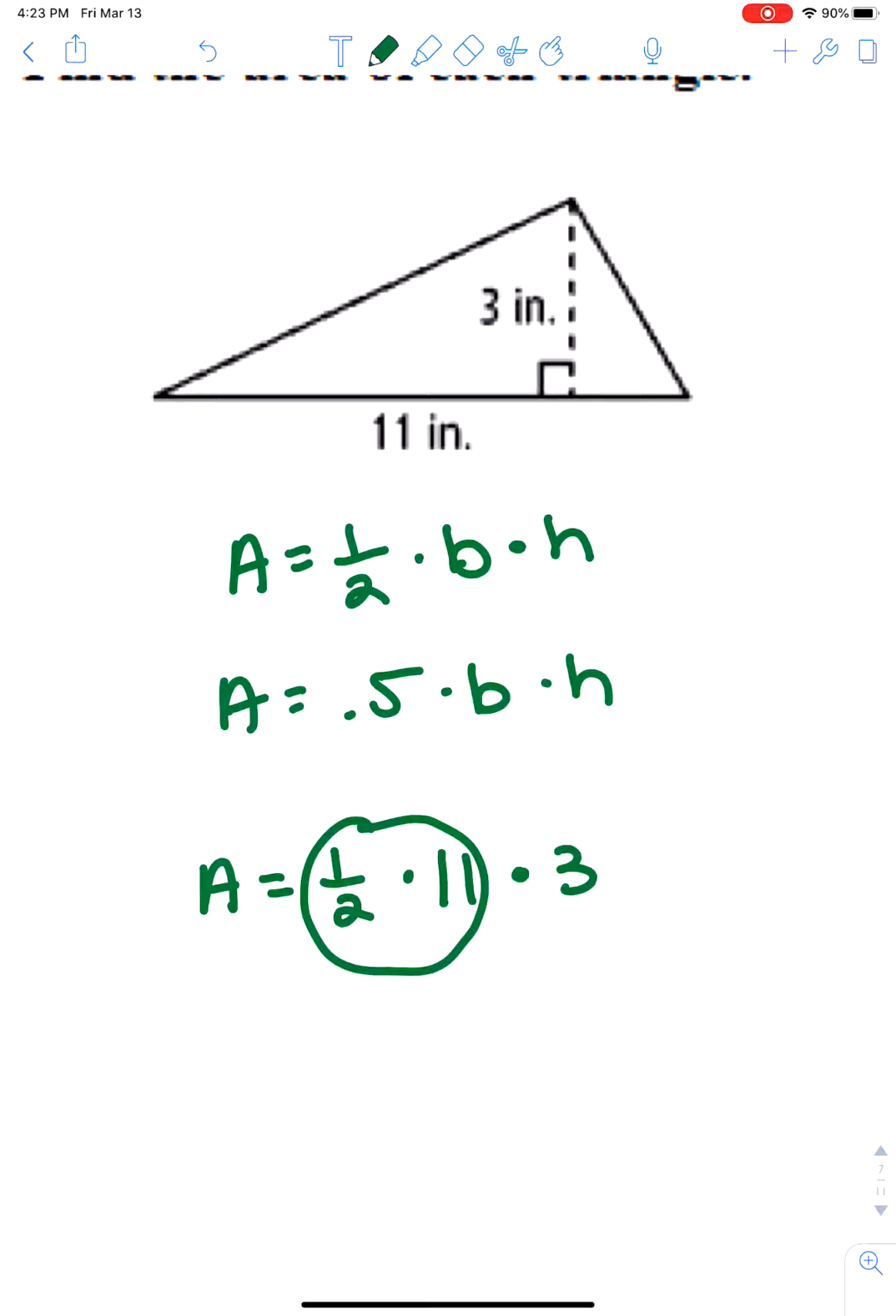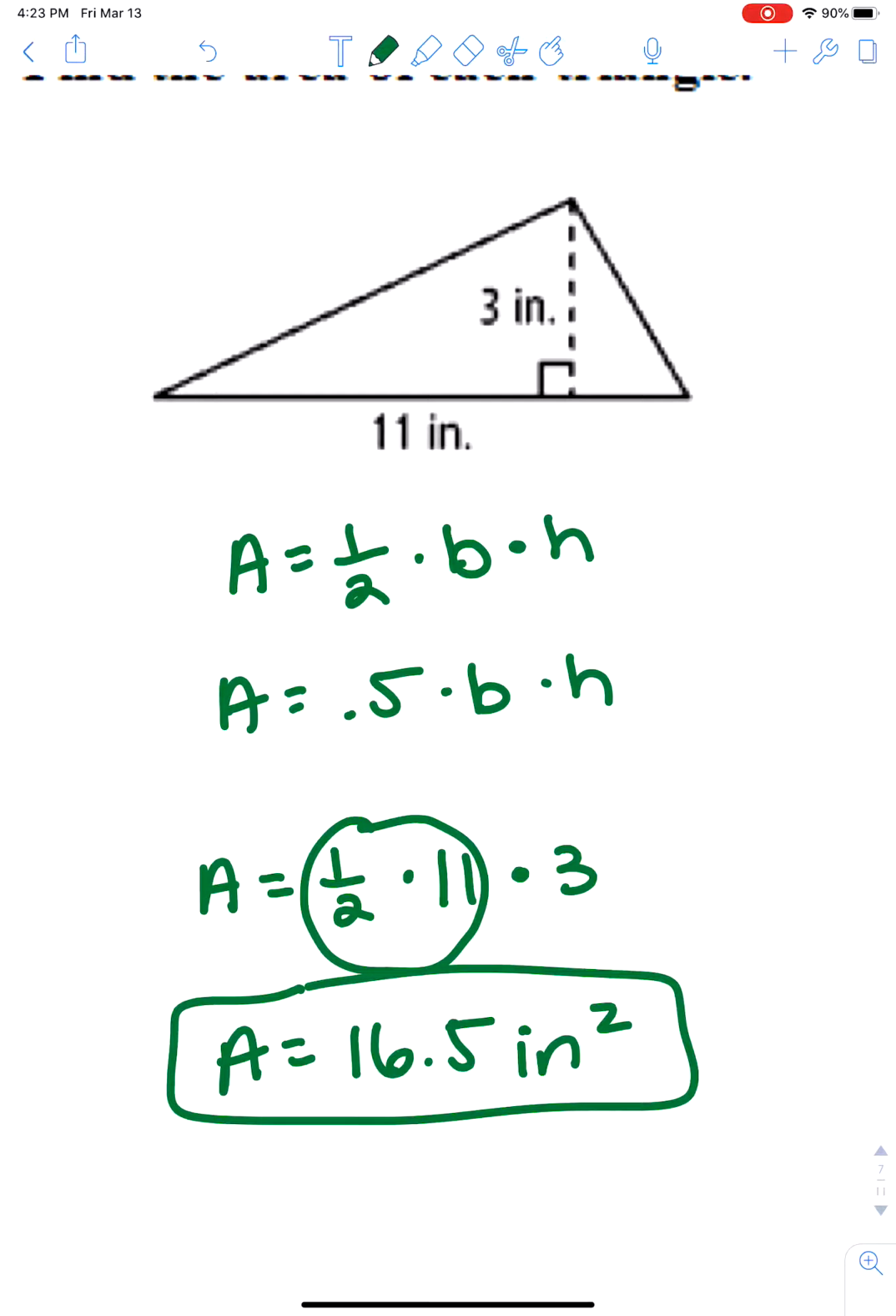And I got 16.5. And again, the area is in inches squared.